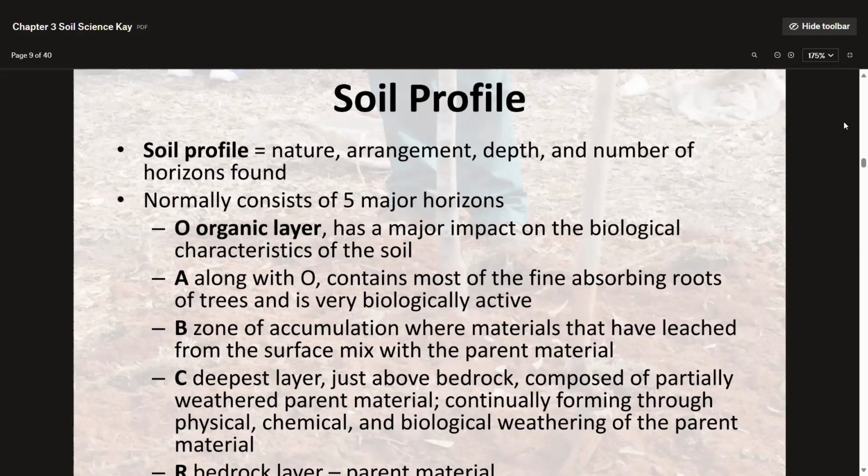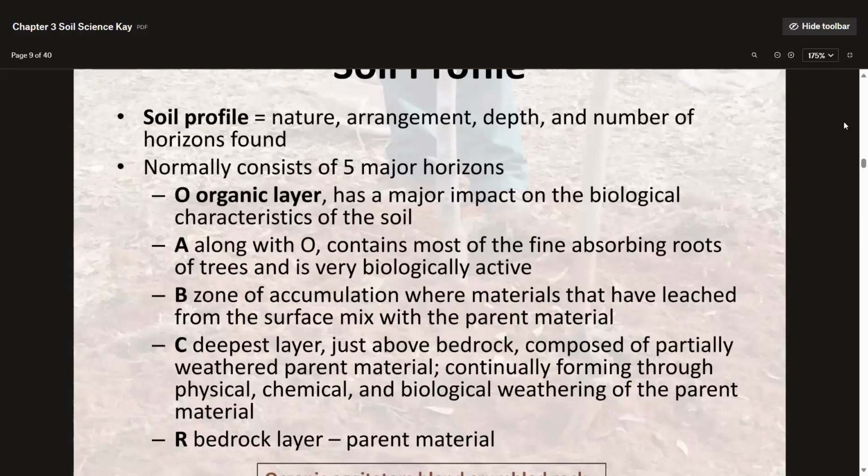The B zone of accumulation, where materials that have leached from the surface kind of mix with that parent material. C is the deepest layer just above the bedrock, and it's composed of partially weathered parent material, right? It's continually forming through physical, chemical, biological weathering of that parent material. And of course, R is our bedrock layer, our parent material.